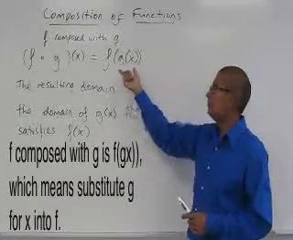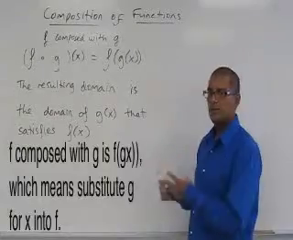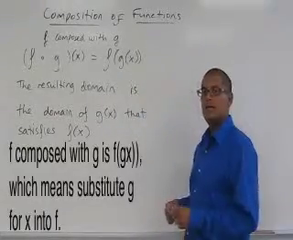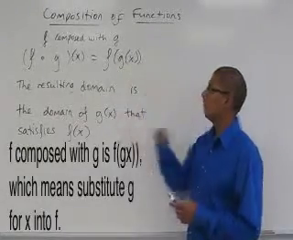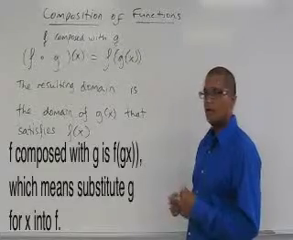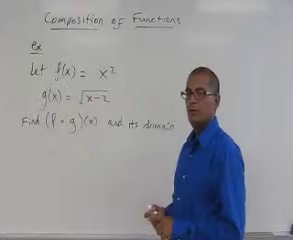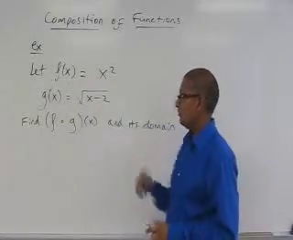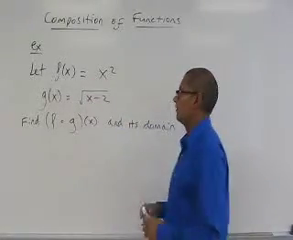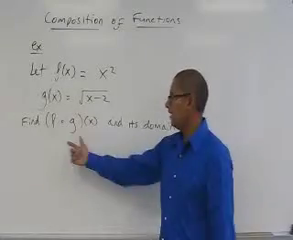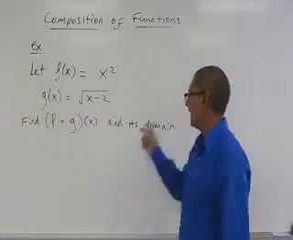Whatever domain of g results in a number that satisfies f is going to be in the domain of this resulting function. So let's take a couple of examples of composition of functions. Here we have f of x is x squared and g of x is the square root of x minus 2, and we're asked to find f∘g of x and its domain.